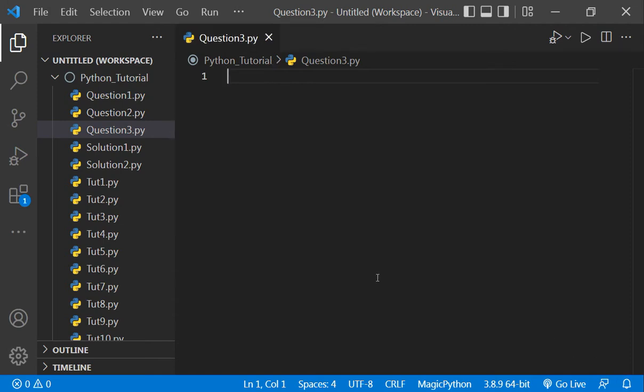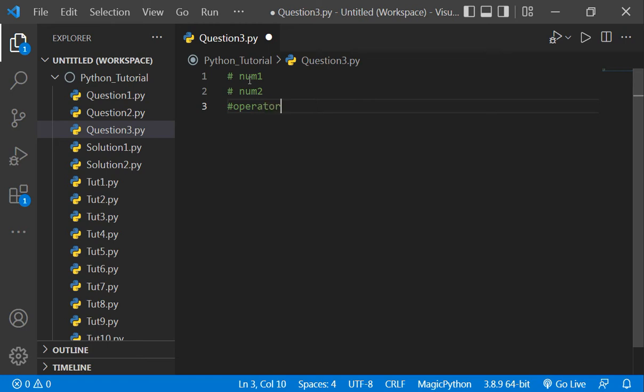Okay, so in this question, you have to make a simple calculator, which will calculate only two numbers. So what you have to do is that you have to take input from user. Okay, so you will take number 1 and number 2 and you will ask for the operator from user.